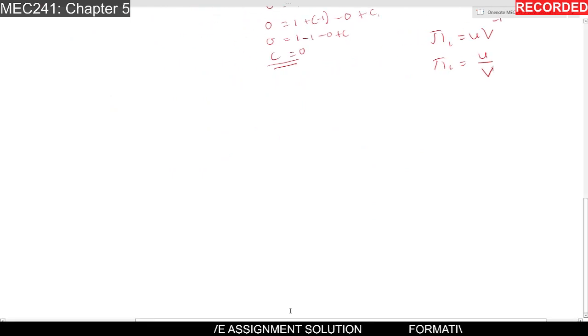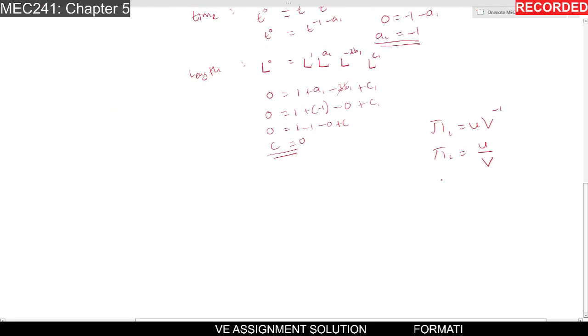And then we consider this for the second pi. So pi 2 will be u over v.